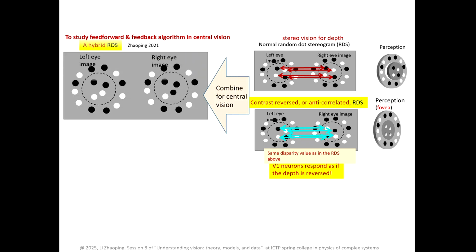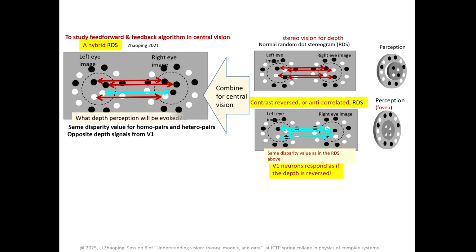We make a hybrid stereogram such that some dots are contrast matched between the two eyes. They are homopairs of dots, and others are contrast reversed heteropairs of dots. They have the same disparity value, but homo and heteropairs generate opposite depth signals in V1 neurons. We can ask, what will be the perceived depth for the central disk?